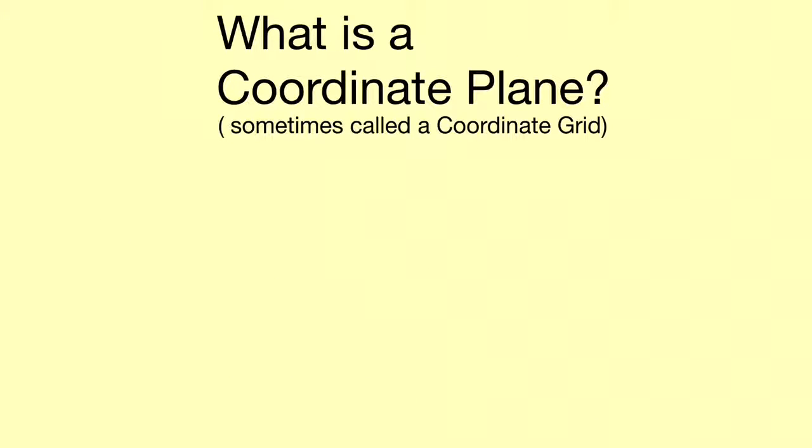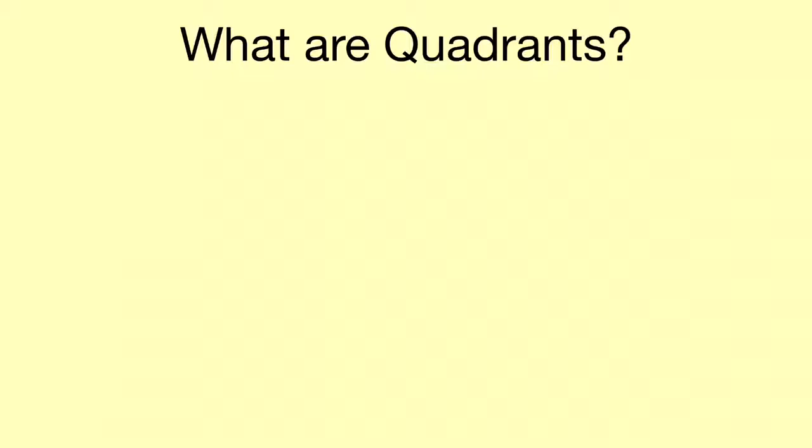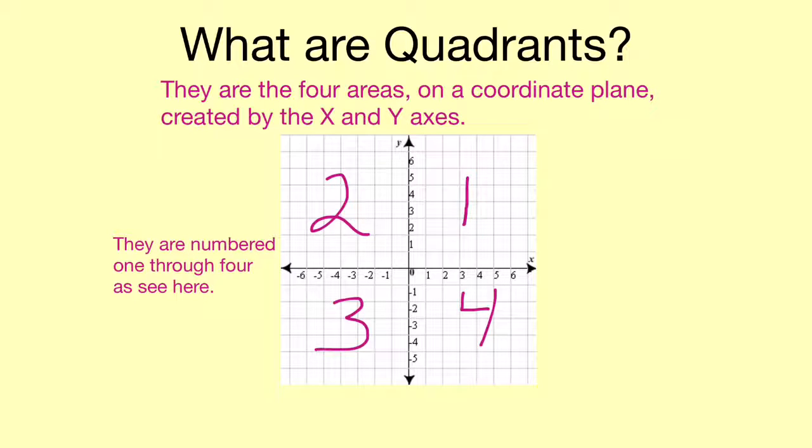Well then, what is a coordinate plane, which is sometimes called a coordinate grid? It's a graph or a graph paper with a horizontal and a vertical number line, and these lines cross each other at 0. We call that point the origin. What are quadrants? Quadrants are areas on a coordinate plane. There are 4 specific areas that are created by the x and y axes. We number these quadrants 1, 2, 3, 4, starting in the upper right-hand corner and then moving counterclockwise.